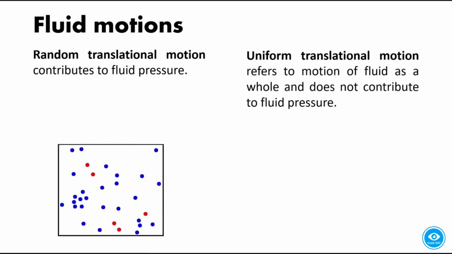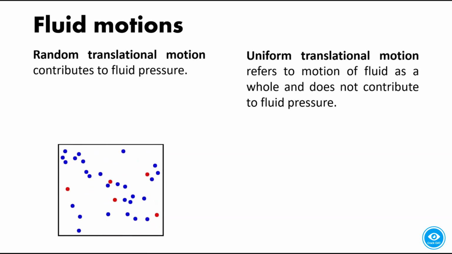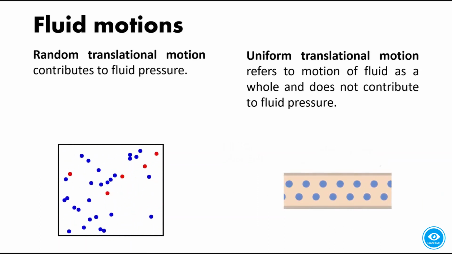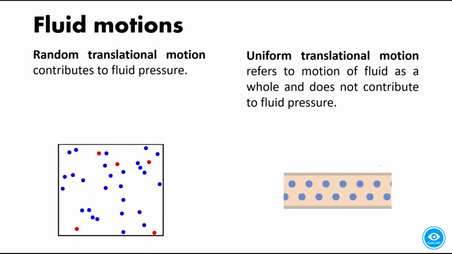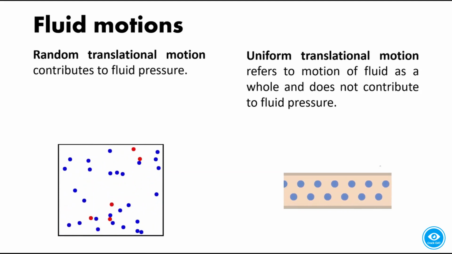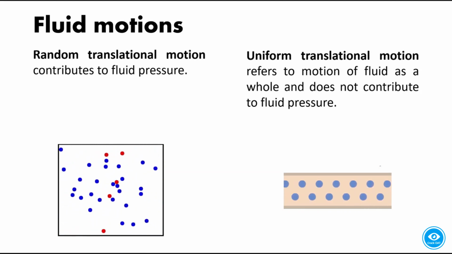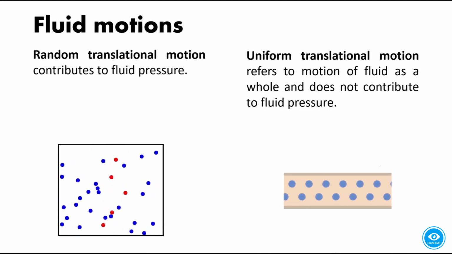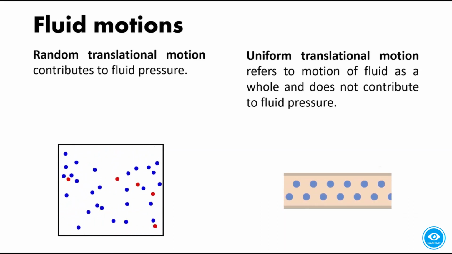And then the second type is uniform translational motion, which is the motion of the fluid as a whole. So if you have water flowing through a hose, you're going to have water particles generally moving in one direction. And uniform translational motion does not contribute to pressure.